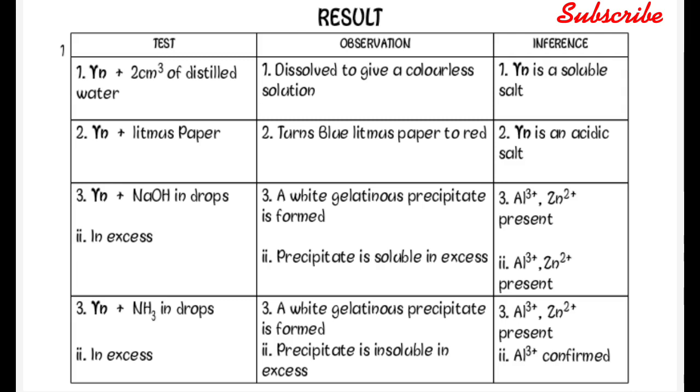Number 3, Yn plus sodium hydroxide in drops. You get a white gelatinous precipitate, and this tells you aluminum ion or zinc ion is present. Then in excess, the precipitate is soluble in excess. So this also tells you aluminum ion or zinc ion is present. Then over to the third one, Yn plus ammonia in drops. It gives a white gelatinous precipitate, and this tells you aluminum ion and zinc ions are present. Then in excess, the precipitate is insoluble in excess. This confirms the presence of aluminum ion.